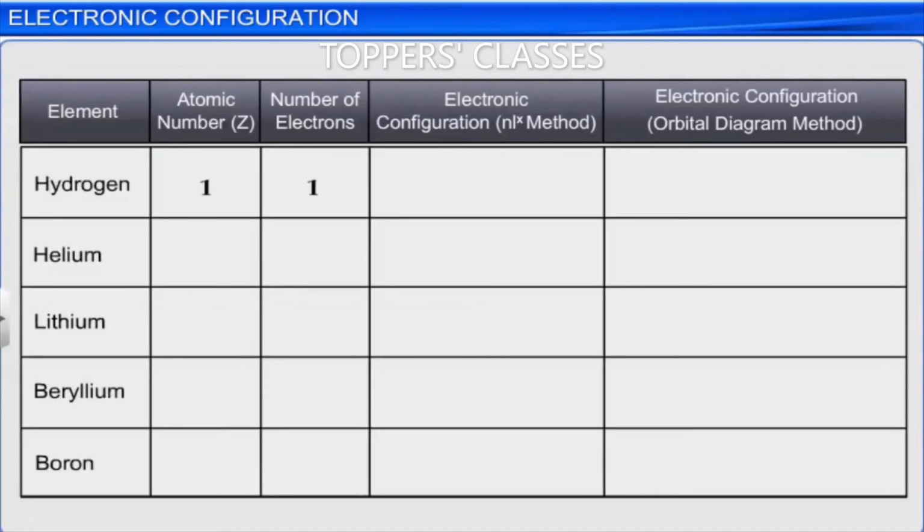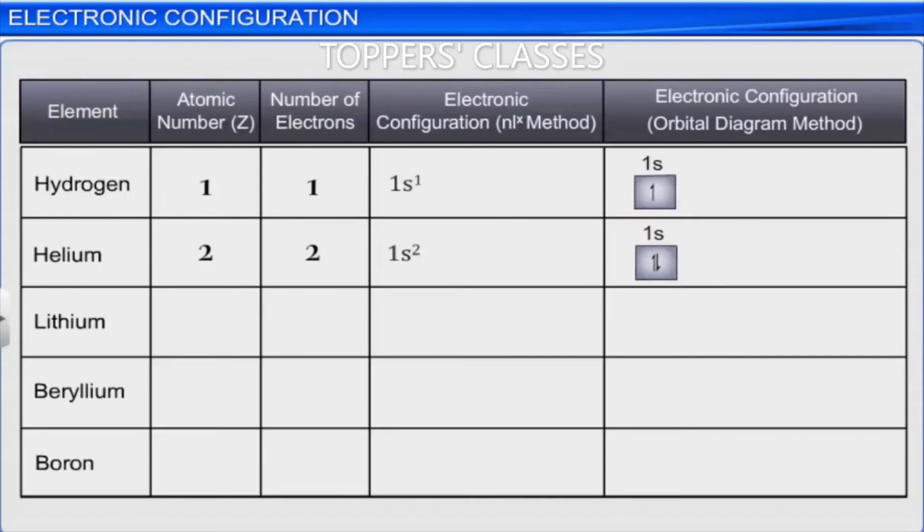Hydrogen has only 1 electron, which must be filled in the orbital of lowest energy, that is 1s. Helium has 2 electrons. Both these electrons can be filled into the s orbital. However, according to Pauli's exclusion principle, these 2 electrons should have opposite spins.